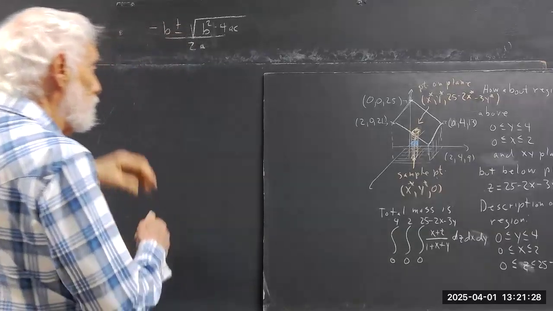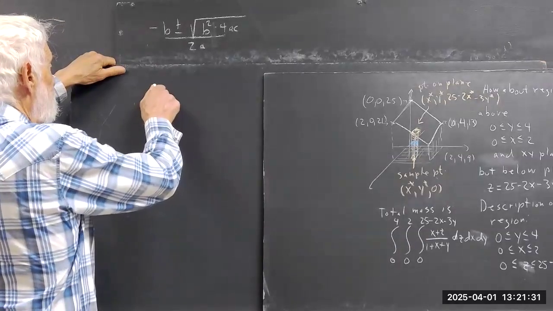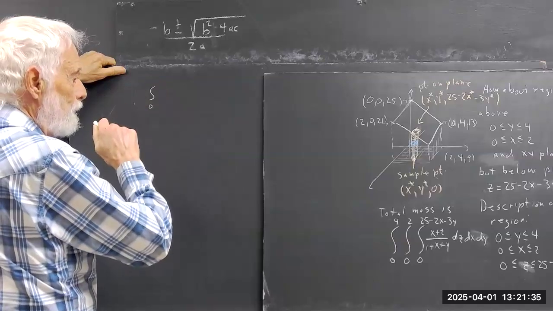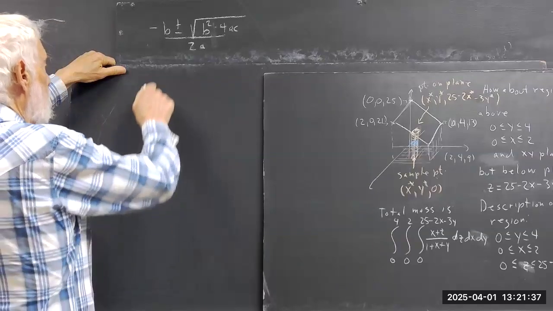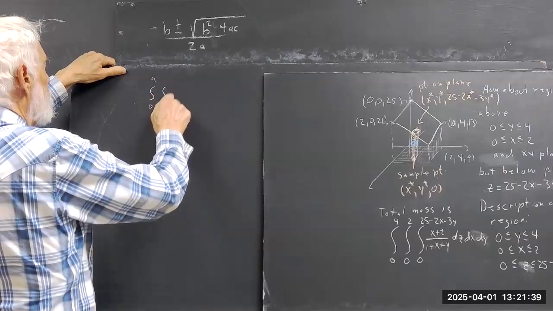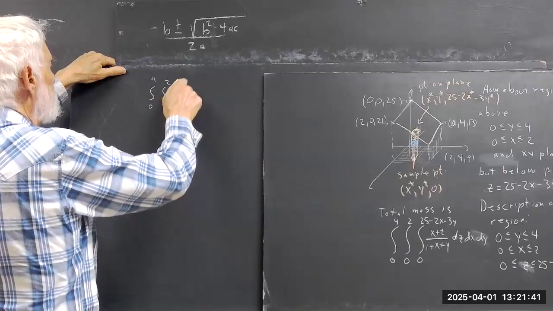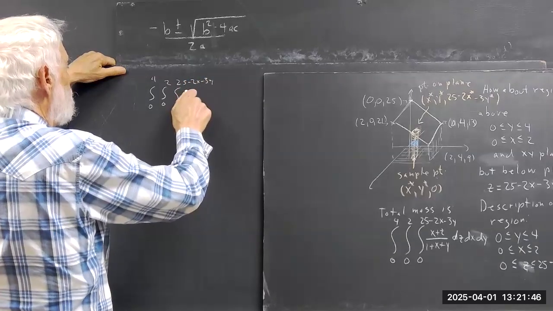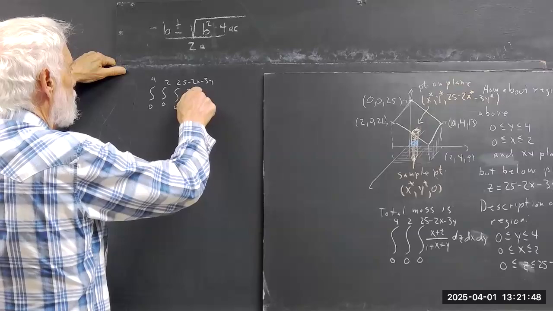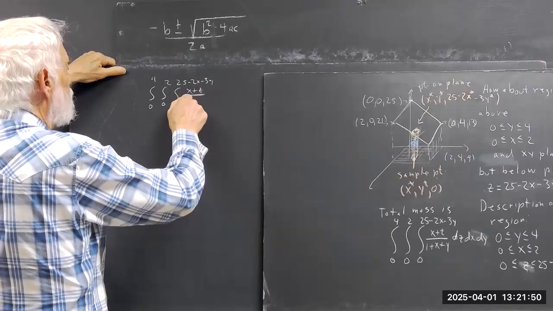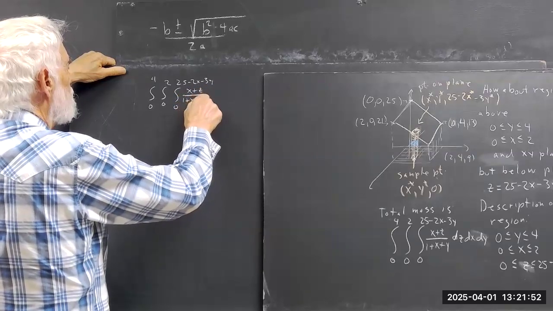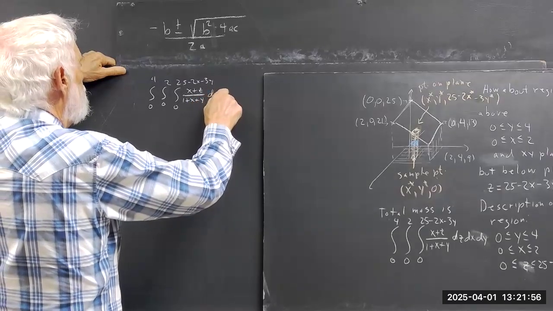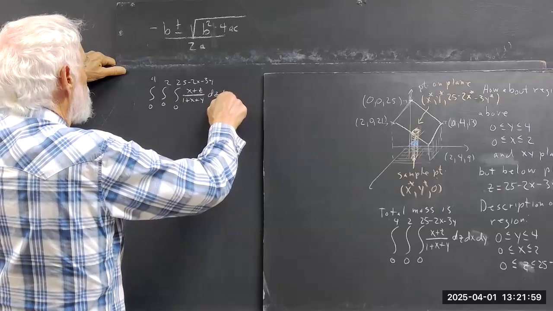Okay. So we're going to go ahead and do this integral. The integral from 0 to 4 of 25 minus 2x minus 3y of z over 1 plus x plus y dx.